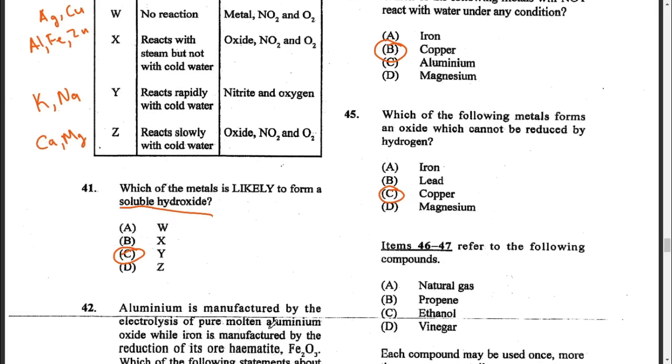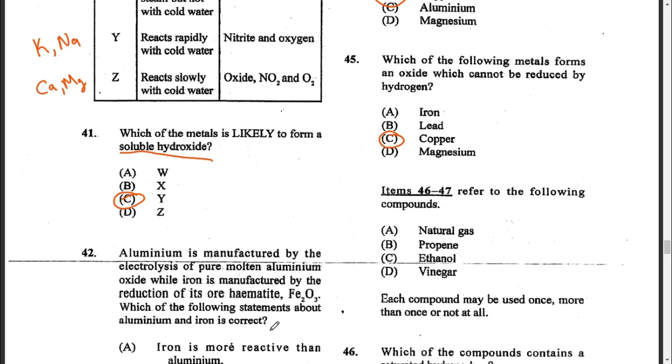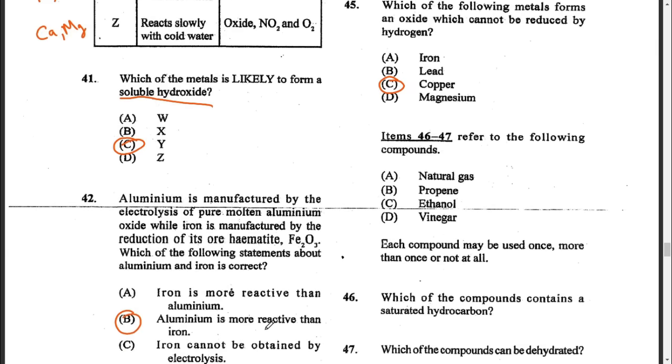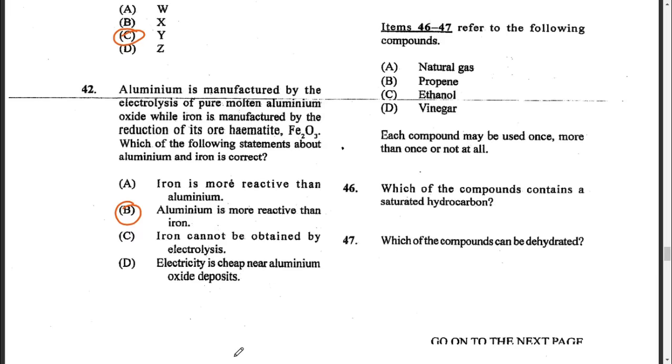Items 46 refer to the following compounds: natural gas, propene, ethanol, vinegar. Each compound may be used once, more than once, or not at all. 46. Which of the compounds contains a saturated hydrocarbon? That's natural gas, which is methane. So that's A. 47. Which of the compounds can be dehydrated? Ethanol can be dehydrated to ethene. So 47 is C.